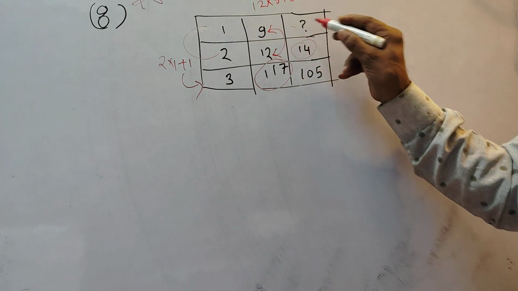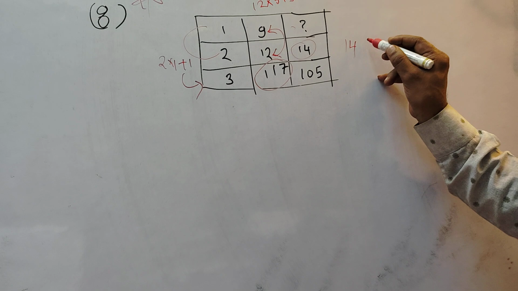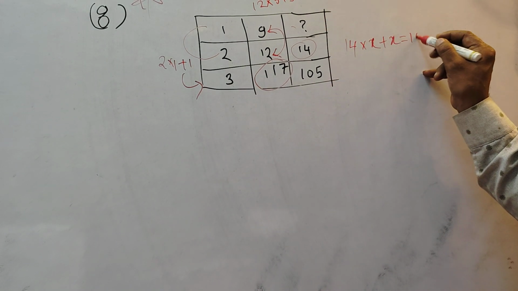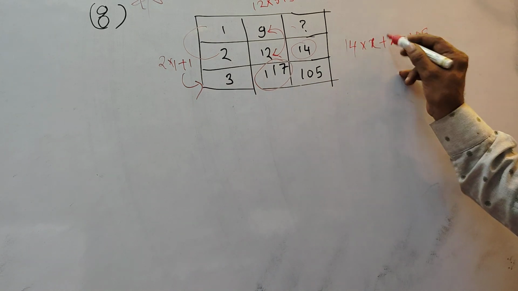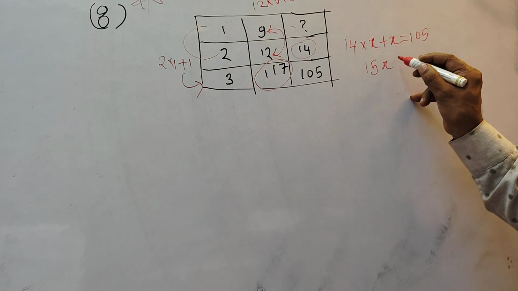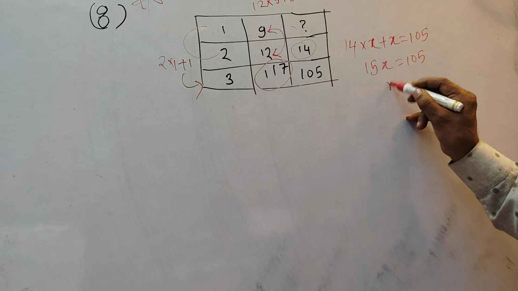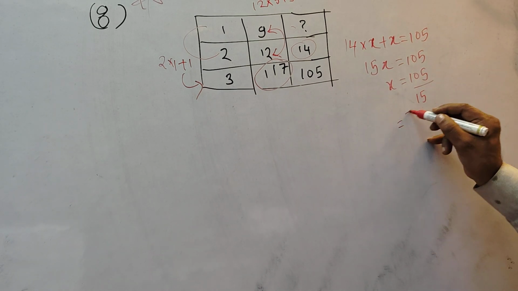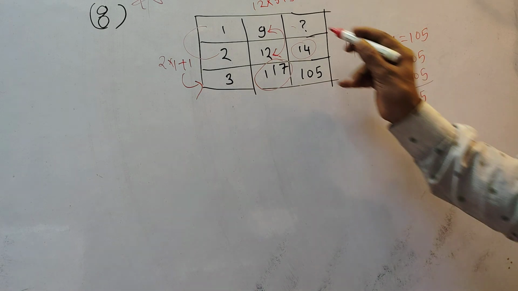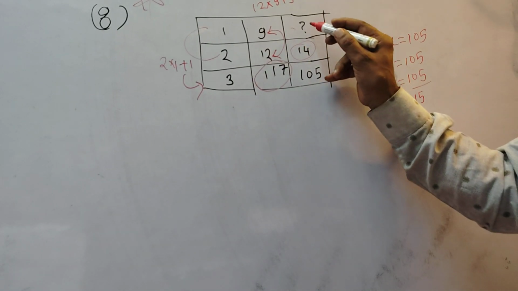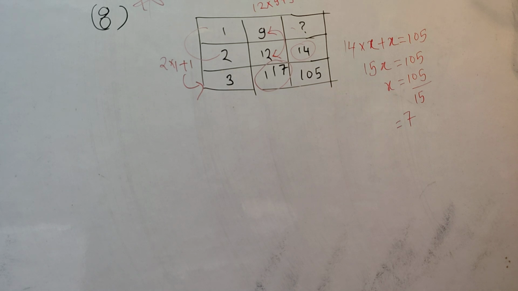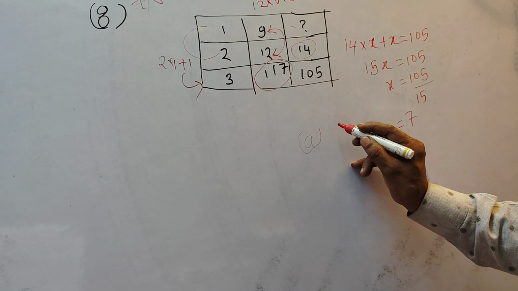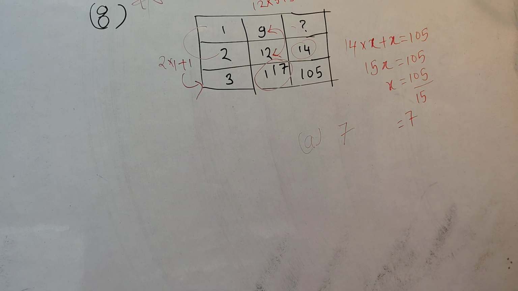Now 14 multiply some number, suppose x is there, and then we add x, and it is 105. So it becomes 14x plus 1x, it gives us 15x equal to 105. So 105 divided by 15 gives us 7, because 14 times 7 is 98, plus 7 is 105. So A option, 7, is given.